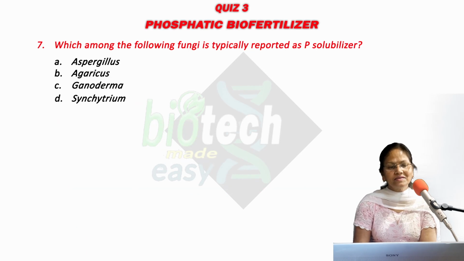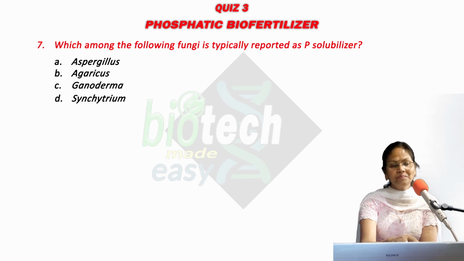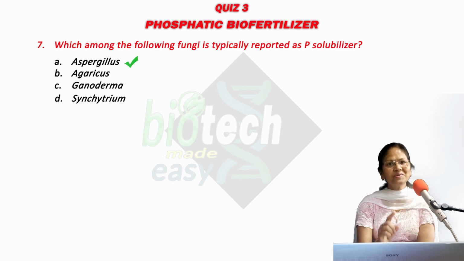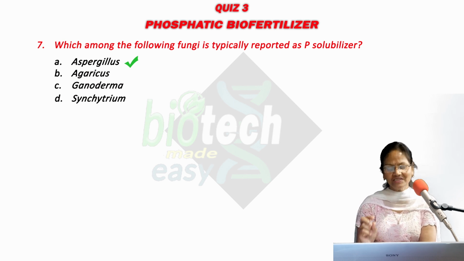This question says, which among the following fungi is typically reported as a phosphate solubilizer? As there are different bacteria which can solubilize phosphorus, there are different fungi also which can solubilize phosphorus. Here the names of different fungi are given: Aspergillus, Agaricus, Ganoderma, Syncytium. Agaricus is a mushroom, you might have heard this. Ganoderma is a wood rotting fungus. Syncytium is a pathogen. So here the right answer is Aspergillus. Aspergillus is very common. Aspergillus and Penicillium are two very common phosphate solubilizing fungi.